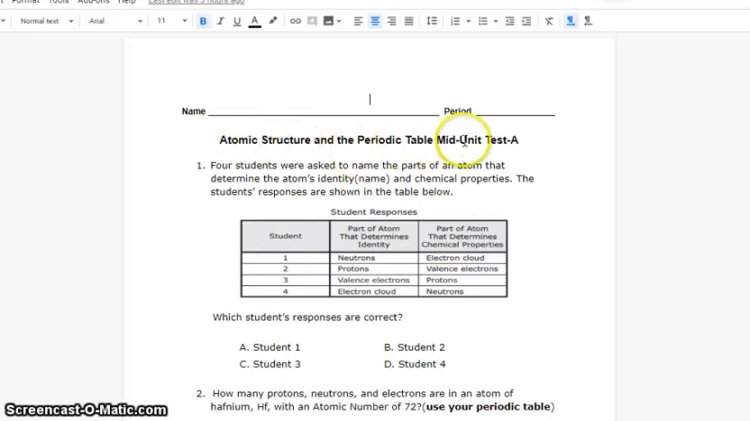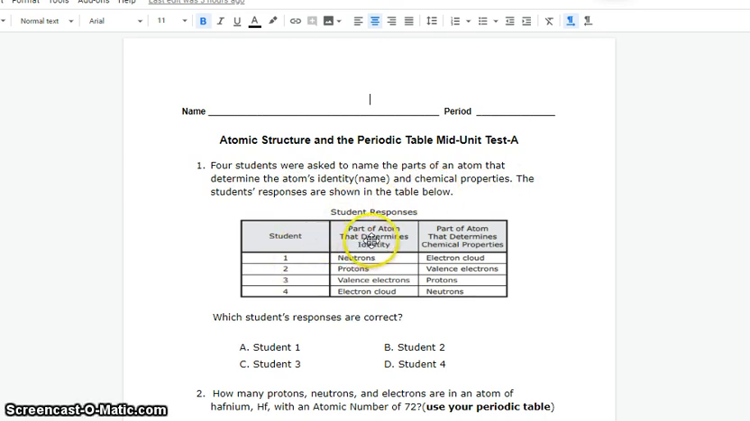Atomic structure and periodic table mid-unit test. Number 1. Four students were asked to name the parts of an atom that determine the atom's identity, or name, and chemical properties. The students' responses are shown in the table below.